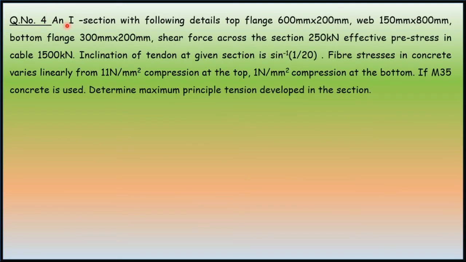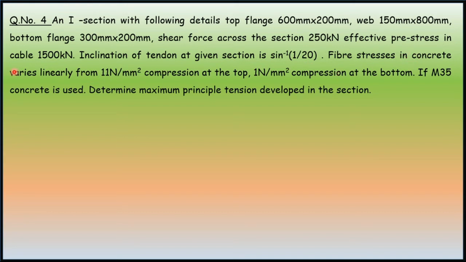Moving to the fourth problem, an I section with the following details: top flange 600 mm by 200 mm, web 150 mm by 800 mm, bottom flange 300 mm by 200 mm. Looking into the dimensions, we are easily able to draw the cross section of the I section. Shear force across the section is 250 kN. Effective pre-stress in the cable is 1500 kN. Inclination of the tendon at a given section is sine inverse of 1 by 20.